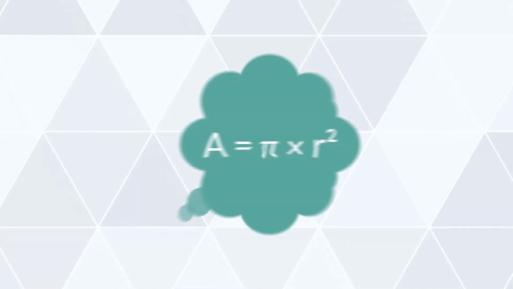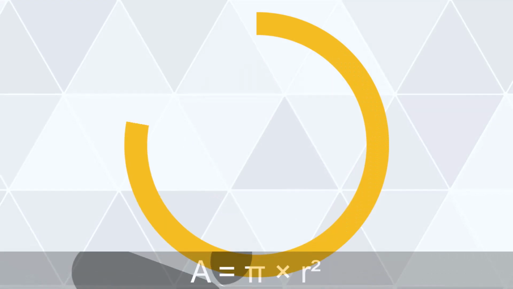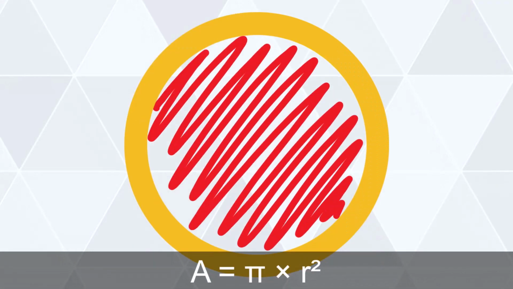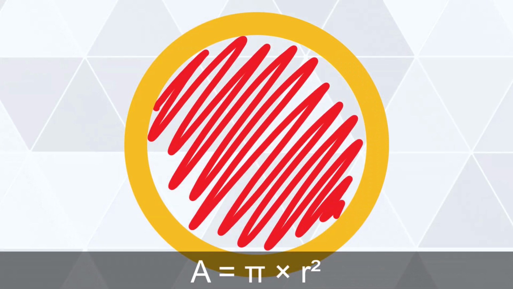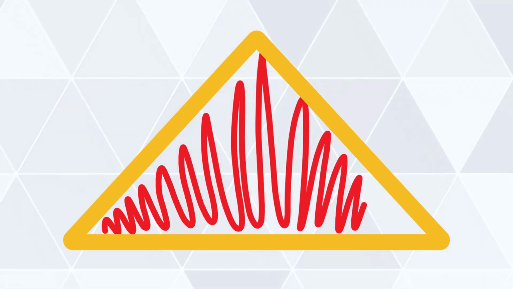Most people are familiar with the formula A equals pi times r squared for finding the area of a circle. While there are many ways to prove this formula, one of the more interesting ways involves transforming a circle into a triangle. While it may sound complicated, the mathematics behind this concept are surprisingly simple.